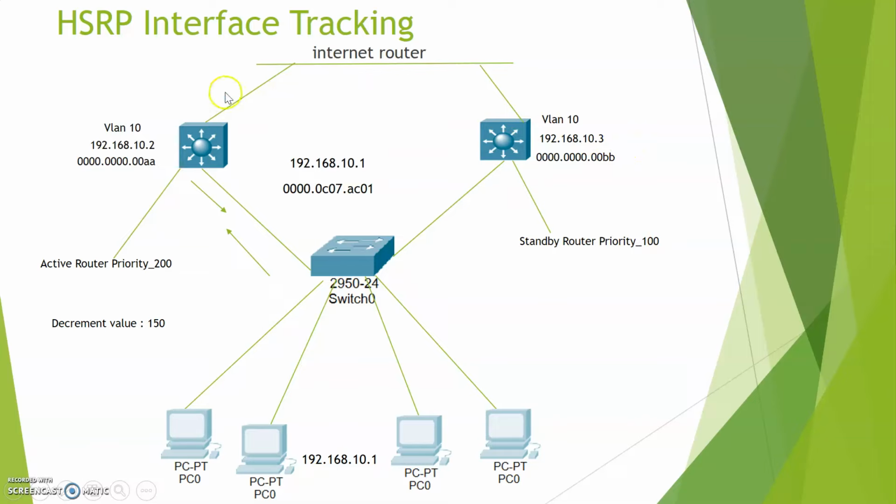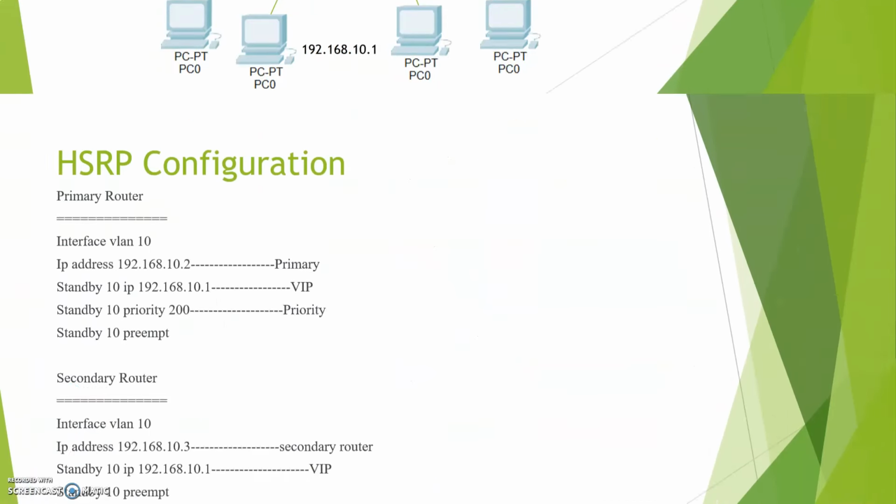So when a specific interface goes down, the active router will decrease its priority by the decrement value, and it will make the standby router take over the active role, and also the hosts will start forwarding the traffic to the secondary router. That is the purpose of interface tracking.